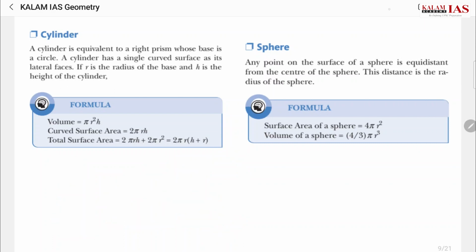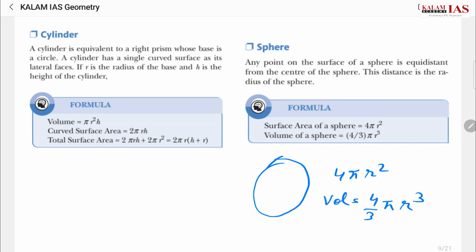Coming to the next shape, it is the sphere. A sphere is simply a 3D ball. The surface area of a sphere is given by 4 pi r square and the volume of a sphere is given by 4 by 3 pi r cube. These are empirical formulas. You just have to remember them, which will help you in solving the problems.